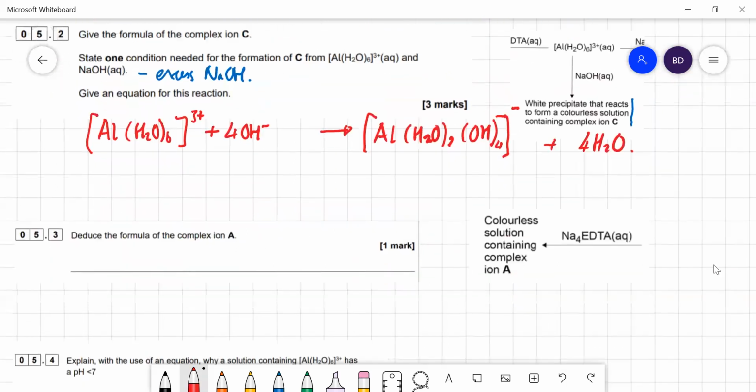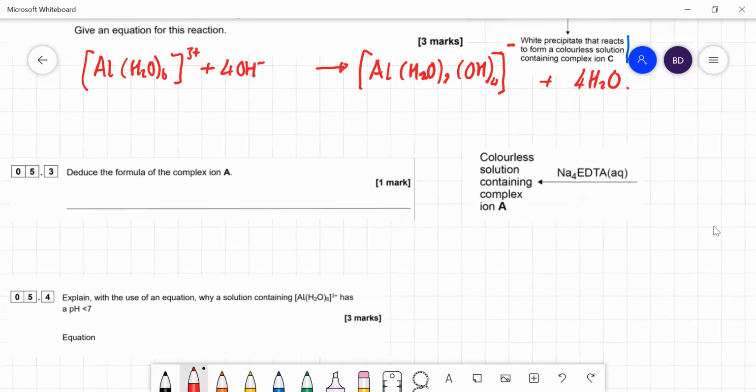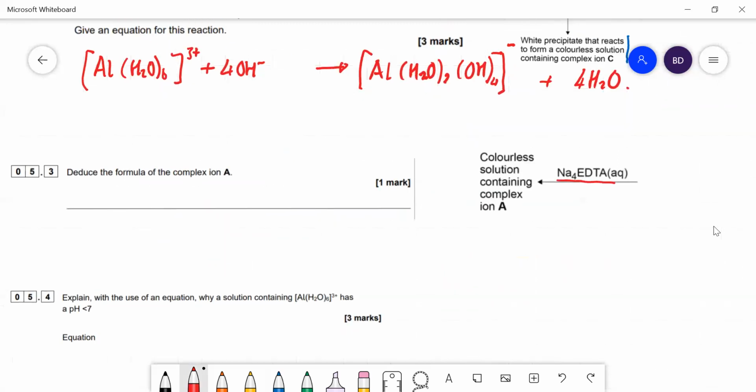Next thing, deduce the formula of the complex ion A. Well, the complex ion A is when you react with EDTA. Now the formula of EDTA is it's got a 4- charge on. You can tell it's got a 4- because of course you need 4 sodiums there. So we're going to react that with an Al3+. It's a hexadentate ligand, so you only need 1 EDTA. So that means that is going to be Al EDTA 1-.